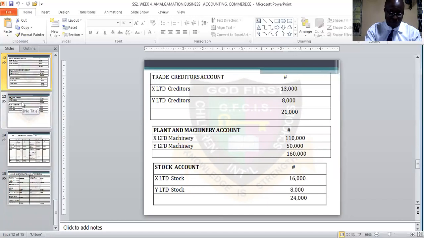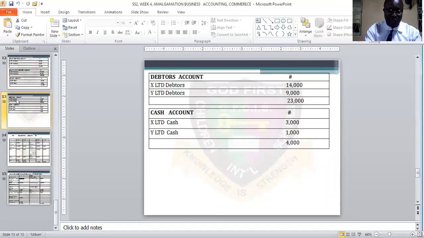So let us look at the other one, which we are given there. That is debtors account. We have S Limited debtors, that's 40,000 naira. Y Limited debtors is 9,000 naira. So we had the two together, then we are going to get 23,000 naira. Then cash account, S Limited cash 3,000. The Y Limited cash is 1,000 naira. 3,000 and 1,000, the addition of both will give us 4,000 naira.